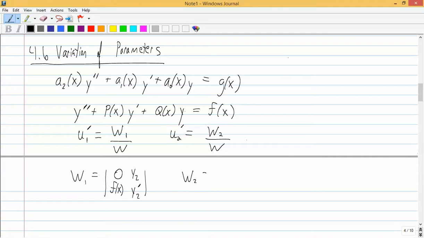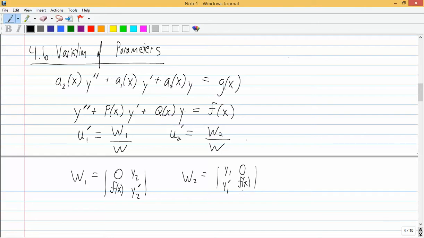W sub 2 is always going to be equal to the 2 by 2 determinant, y sub 1 and then y sub 1 prime, 0, f of x. That's the two columns.